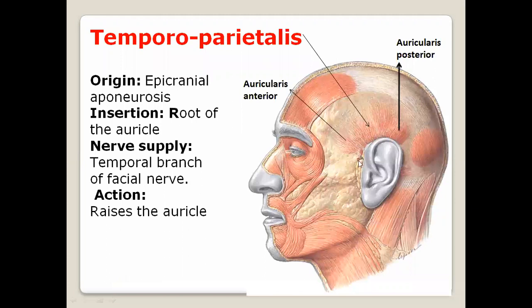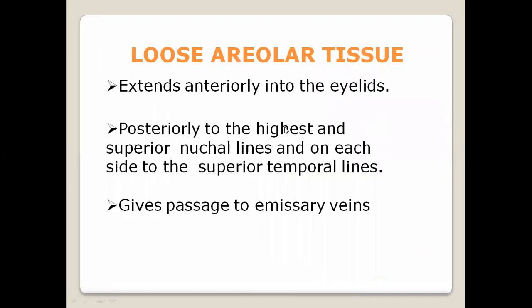Okay. So next muscle which is present in the epicranial aponeurosis is the temporoparietalis. It arises from the epicranial aponeurosis and is inserted into the root of the auricle. Actually, this muscle is well developed in dogs. Have you noticed that a dog will move the auricle up and down? This is also supplied by the temporal branch of the facial nerve, and its main function is that it raises the auricle.